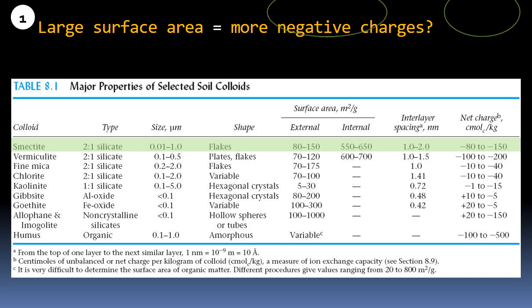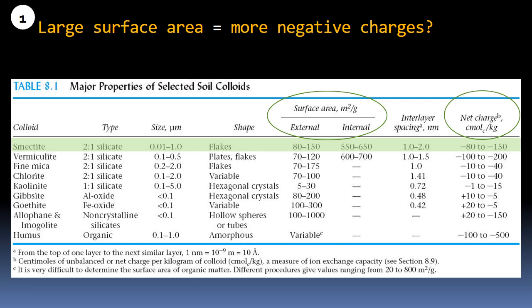If you focus on its surface area and negative charges, you will find that this smectite, which is also called montmorillonite, has internal and external surface area. Its external surface area is between 80 to 150 square meters per gram, and its internal surface area is between 550 to 650 square meters per gram. If you look at its net negative charge, you'll find it's about minus 80 to minus 150.